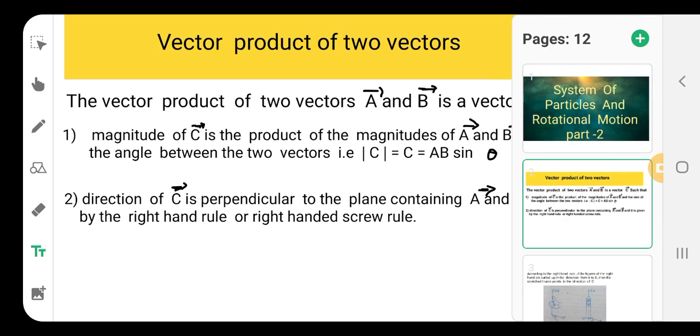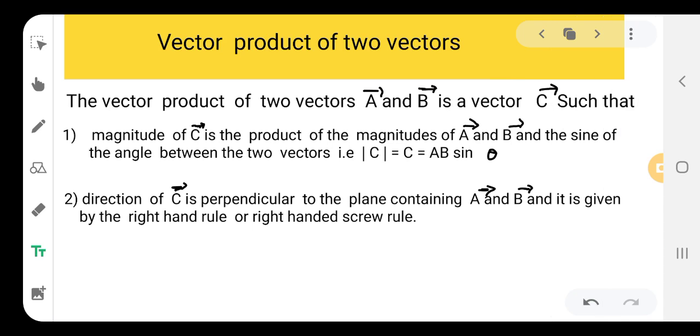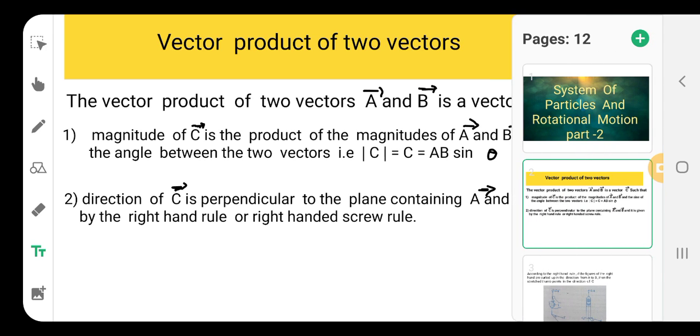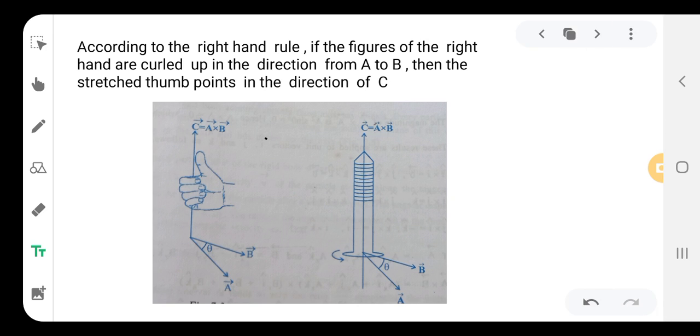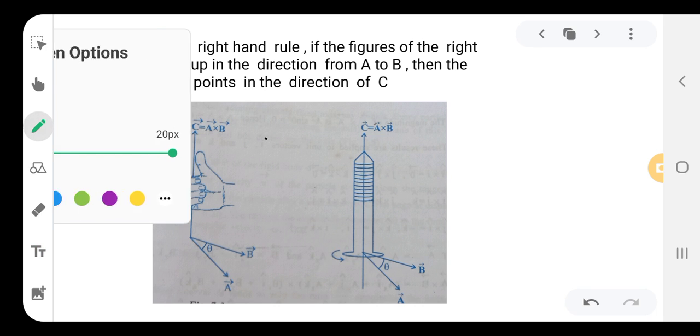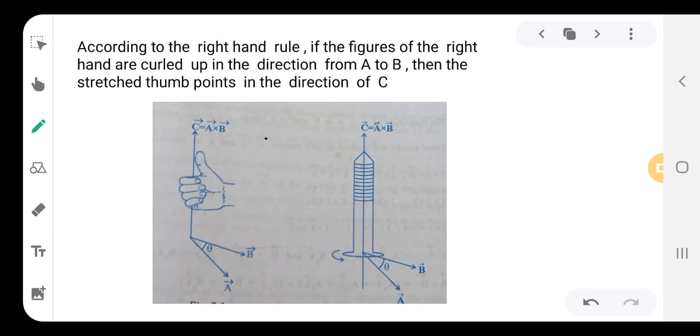Okay, so let us start with the first one. As I told you, that is the vector product of the two vectors. So now you can see here in the diagram, if we take two vectors A and B, so let us call them forces.